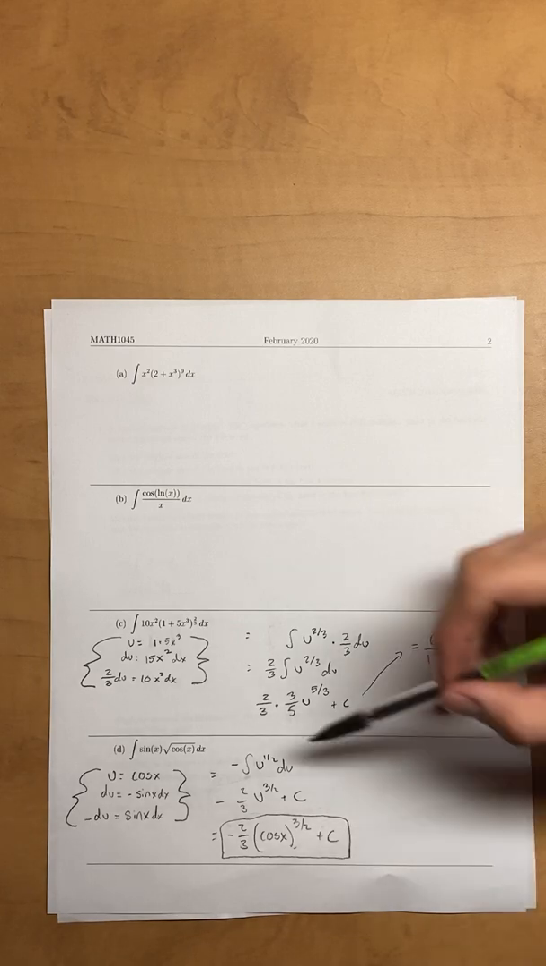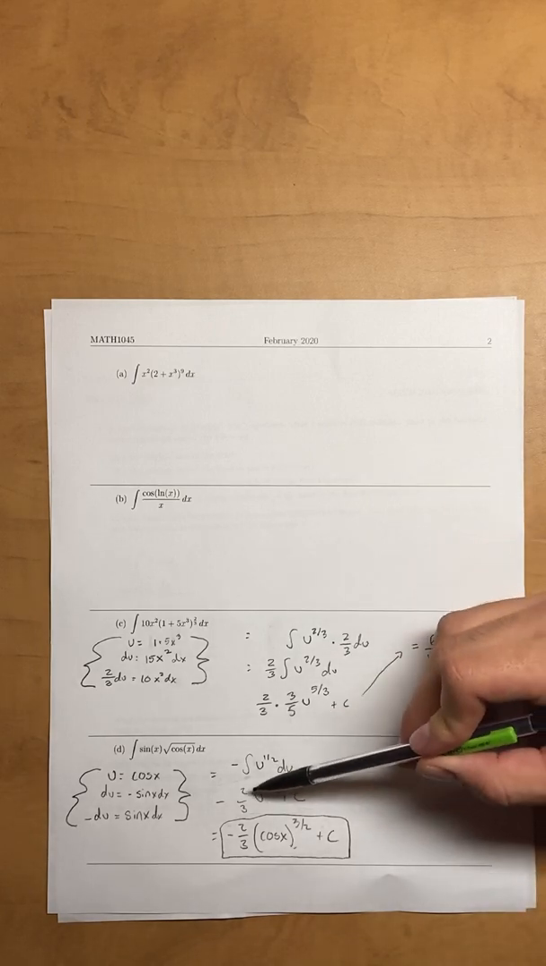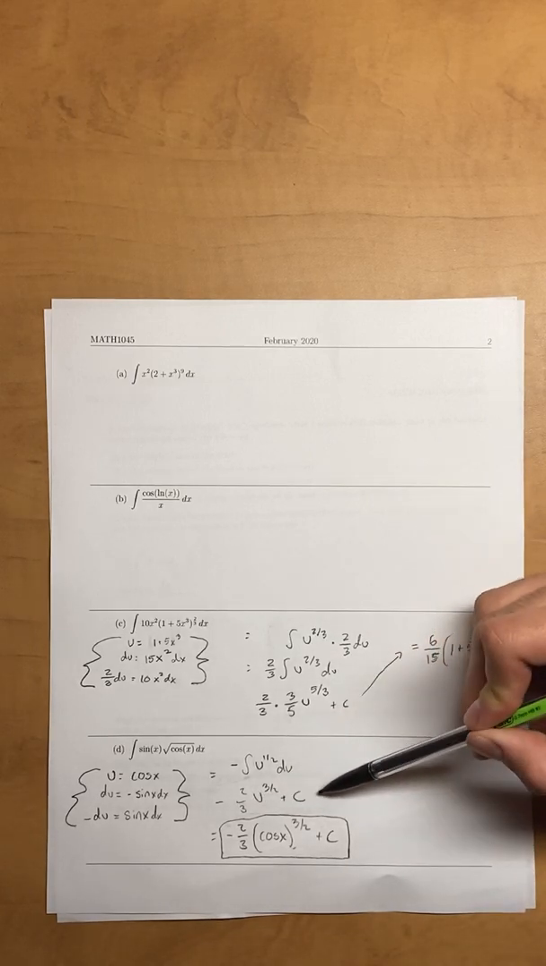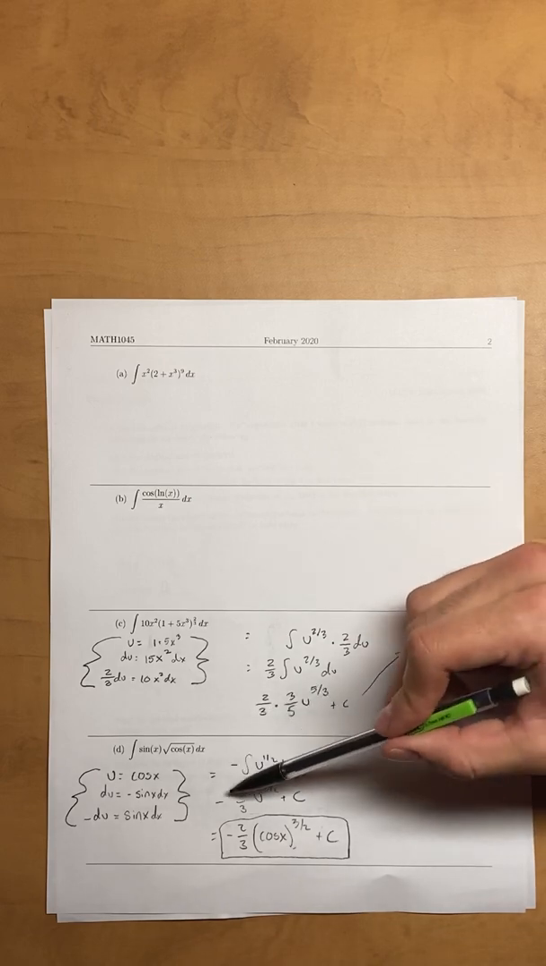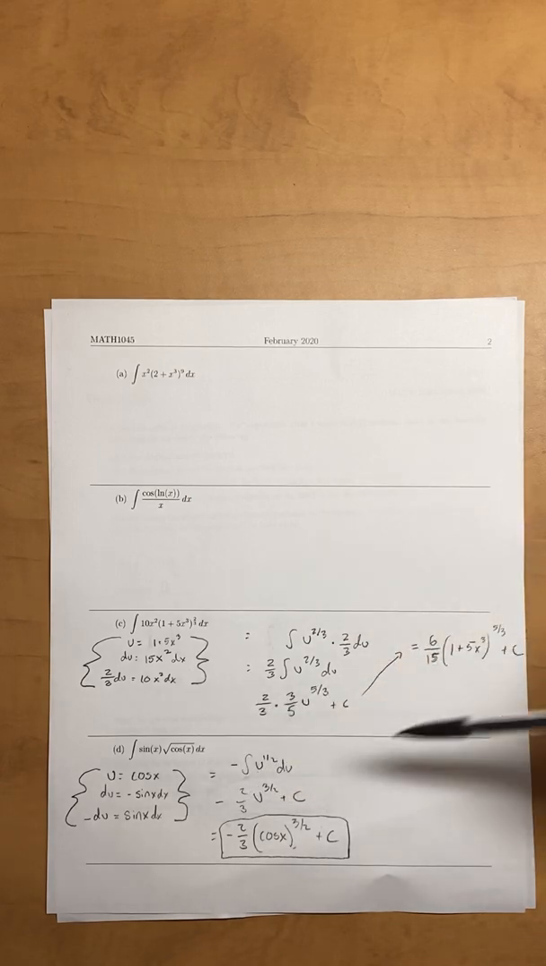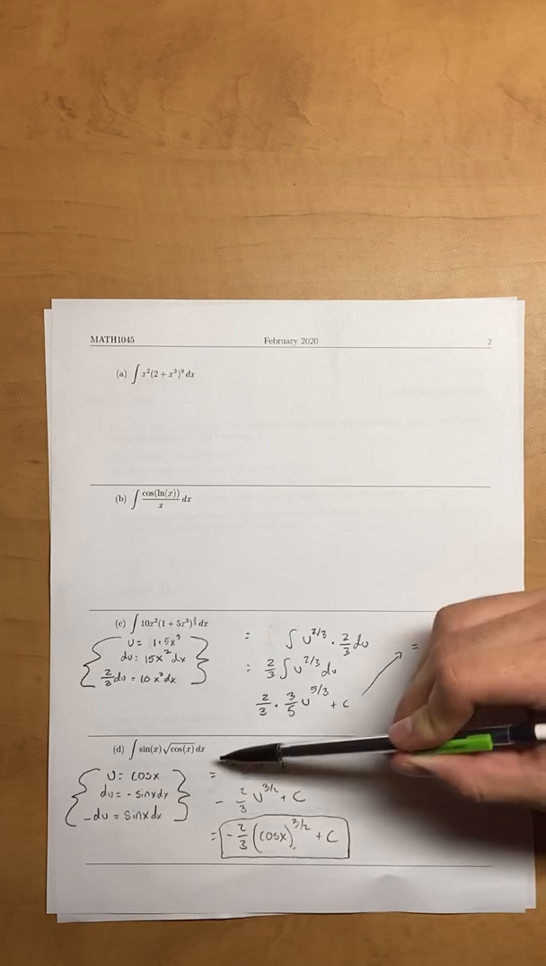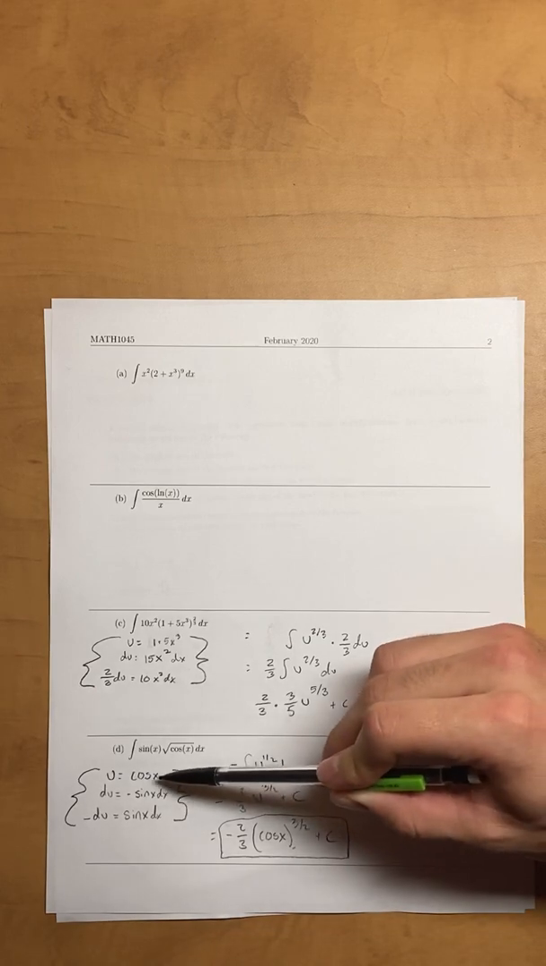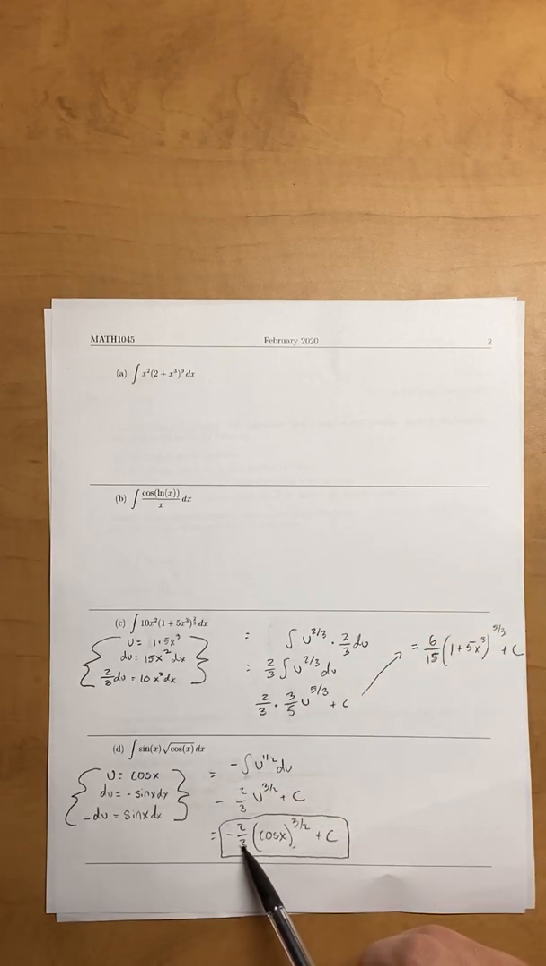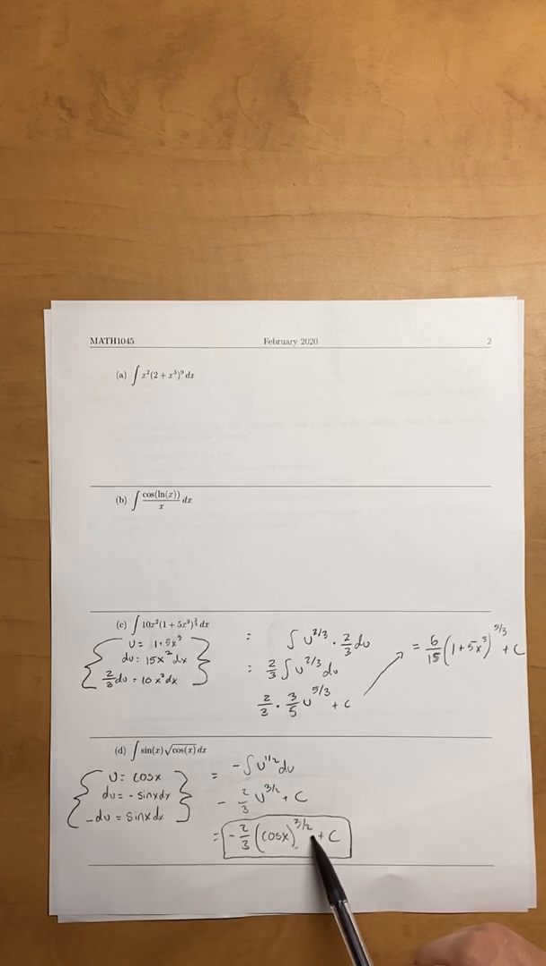And then when you antiderive it, you get 2/3 u to the 3/2 plus c, and you have the negative sign from outside the integral, which stays on. And then when you resubstitute cosine of x in for u, you get negative 2/3 cosine of x raised to the 3/2 plus c. And that is your final answer.